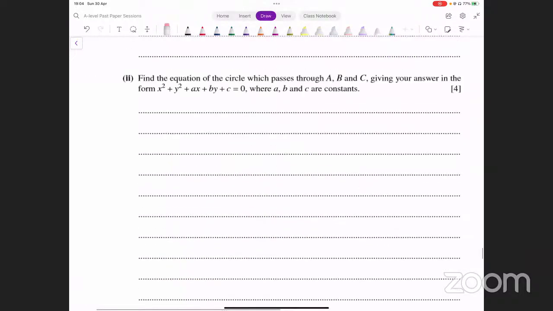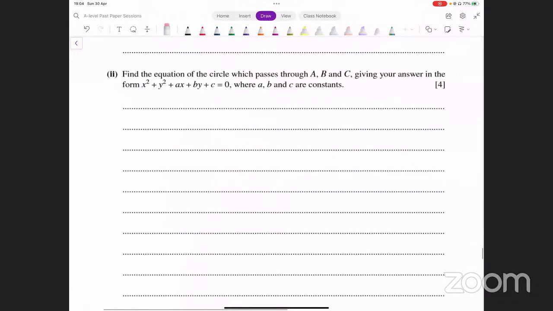Let's move on. Part 2 of this. It says find the equation of the circle which passes through A, B, and C, giving an answer in the form x square plus y square plus ax plus by plus c equals 0. Equation of circle निकालनी है. Equation of circle आपके पास किस form में होती है? Standard form is something like this: x minus a whole square plus y minus b whole squared equals r squared. You need two things for finding the equation of a circle: radius and the center.